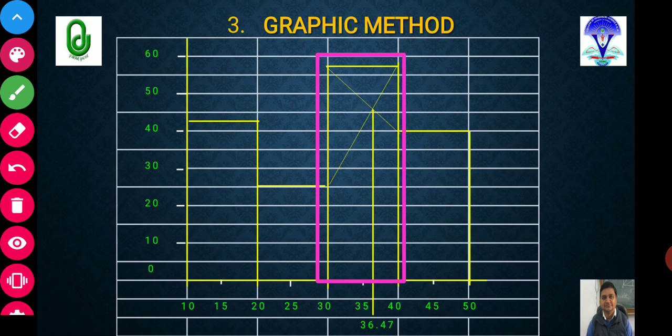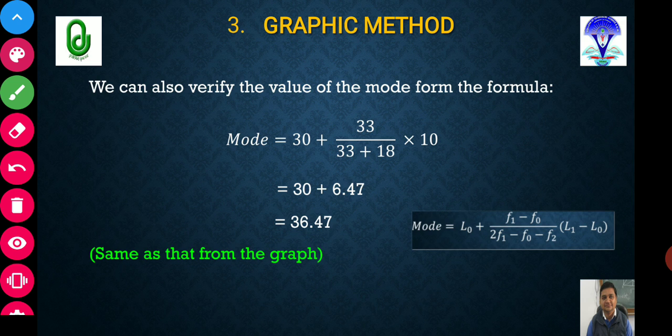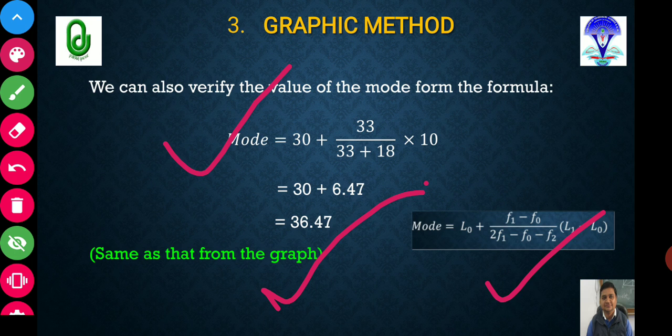So hopefully it is very clear to you. This was very easy, and there is no problem in understanding it. You can confirm the value obtained in the graphic method with our old method of calculating mode, that is, by the formula. This will be the same, 36.47. You remember this is the formula, and we put all the values in the formula and determine the mode.